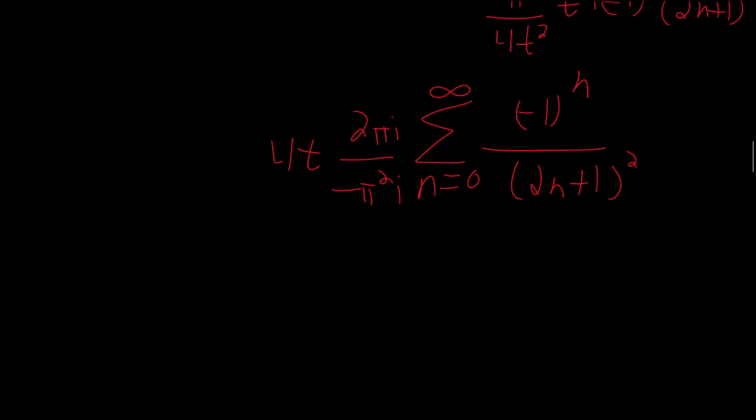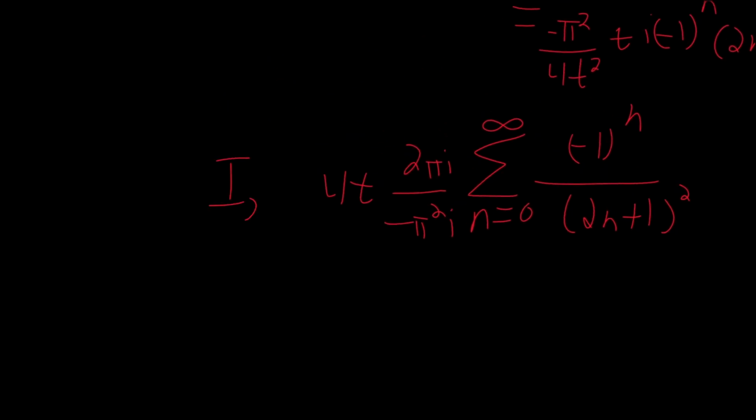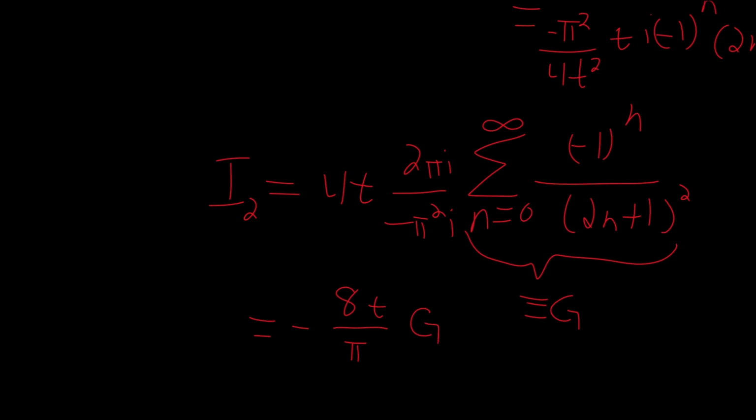So what we're left with is this right here. We have our I2 is equal to this. And we can simplify this, as I kind of promised, a little bit more. So I'm just going to say this is negative 8t over pi. Oh, sorry, the pi should be on the denominator. I apologize. I don't think I'm missing any terms. And then times, well, let's really think what this is right here. This is defined as Catalan's constant, G. I'll leave the link to that in the description.